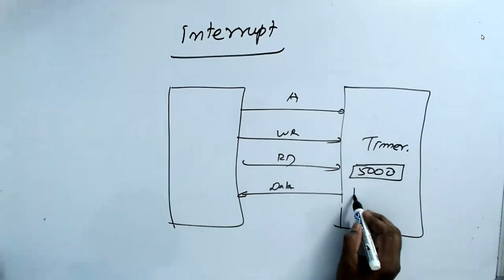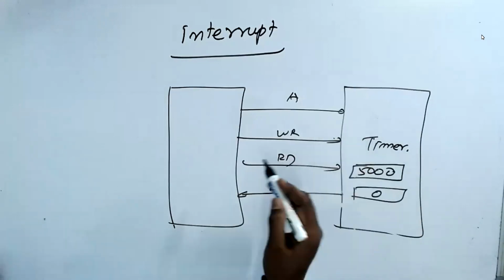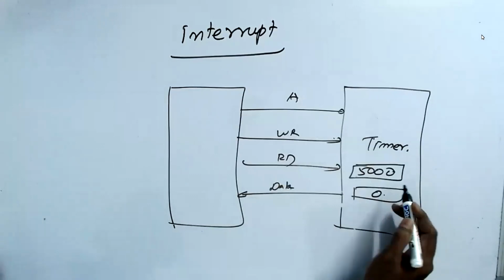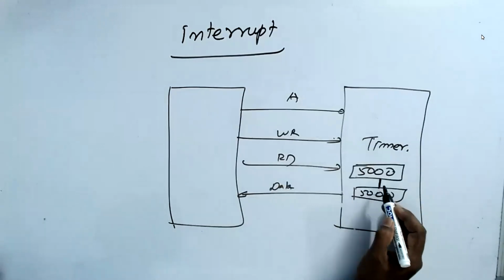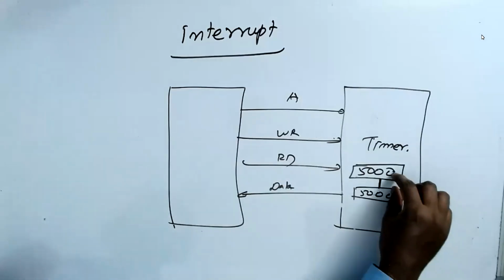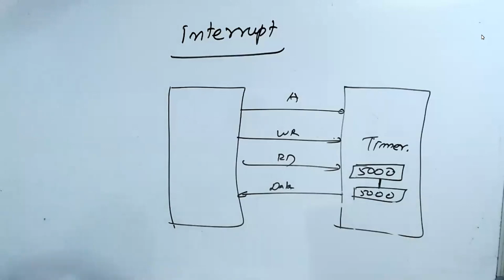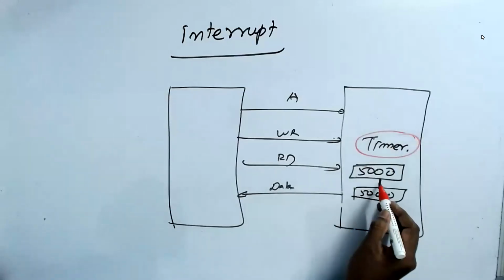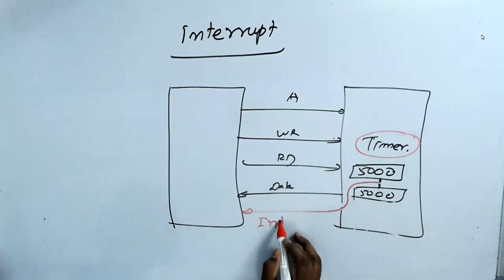And that timer has another count which is 0. The moment I tell the timer to count, it will start counting from 0. The moment it reaches 5,000, it compares both. Once the comparison is successful, then the timer will generate a signal called interrupt. Am I right? The timer generates a signal called interrupt.